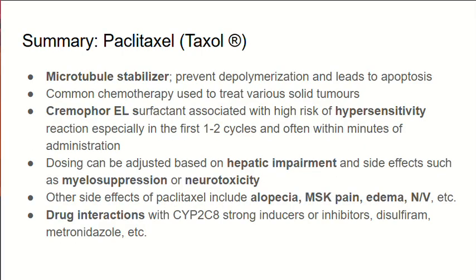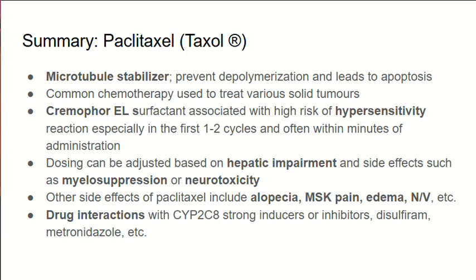Here is a summary slide of the presentation. Paclitaxel is a microtubule stabilizer. It prevents the depolymerization and leads to apoptosis. It is a very common chemotherapy drug used to treat various solid tumors such as ovarian, breast, or lung.